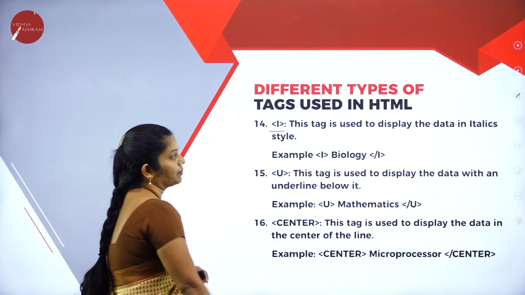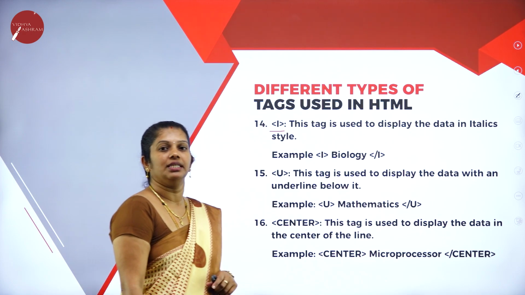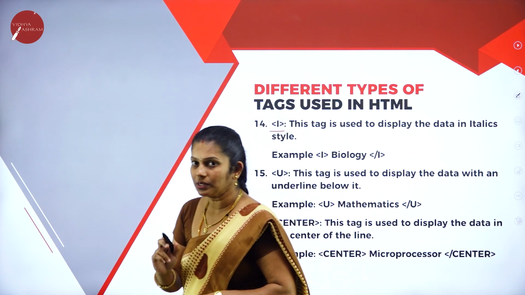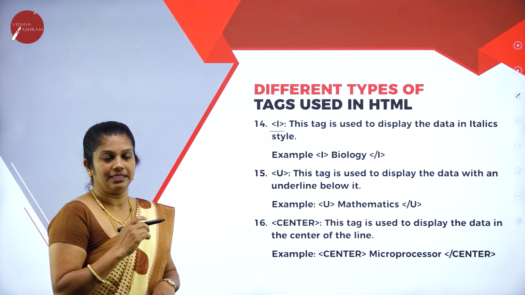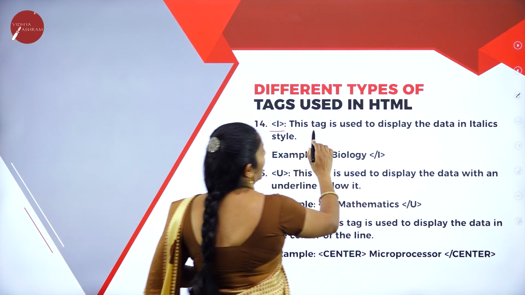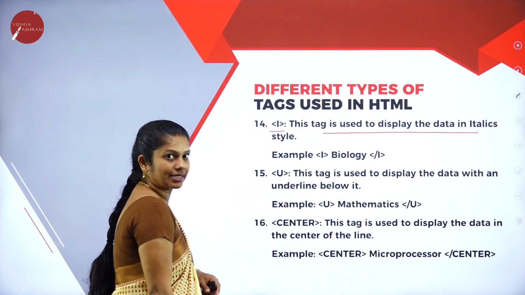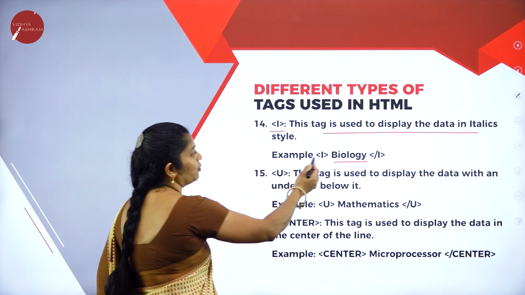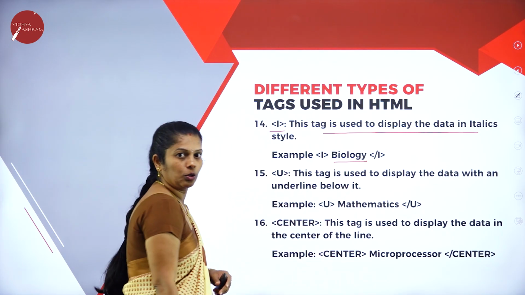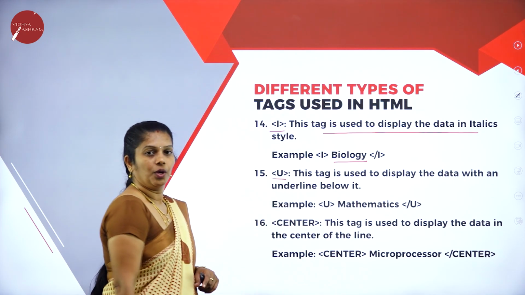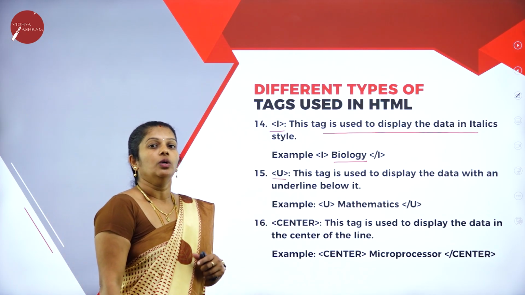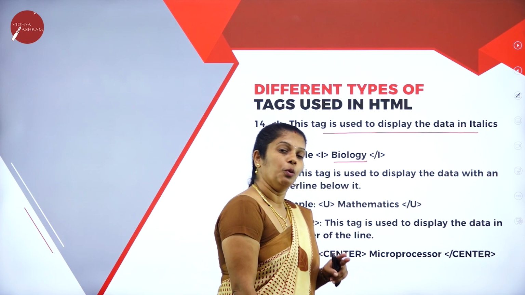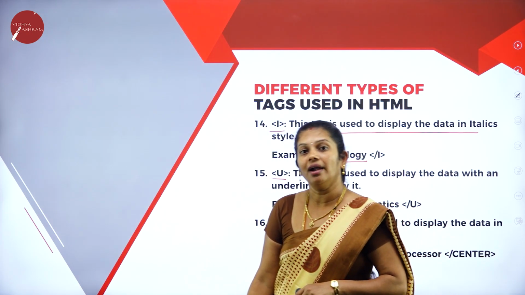Next one, the I tag. The I tag is mainly used to display the data in italic style. The B tag is used to display the data in bold style, and the I tag is used to display the data in italic style. For example, I want to display biology in italic style. Then before that text I have to write the I tag, and afterwards I have to close it. Next, the U tag. The U tag is mainly used to display the text with an underline. The I tag is for italic style, the B tag for bold style, whereas the U tag is for underline purposes.